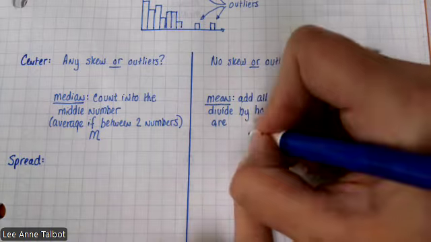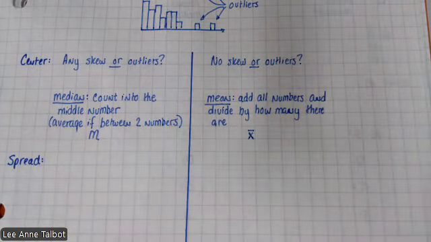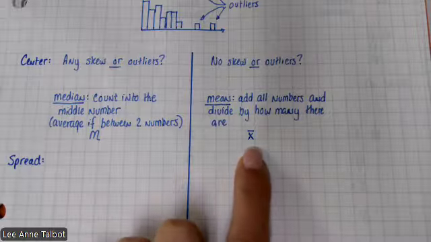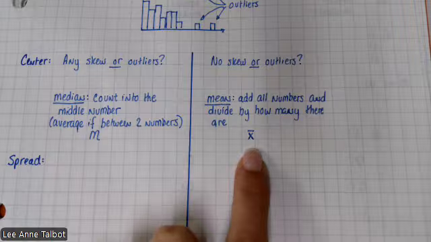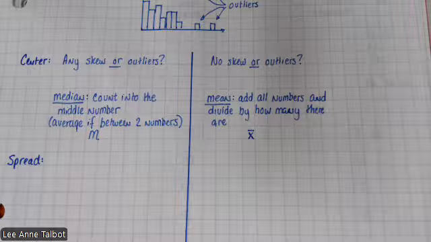The mean has a symbol too. This is called x bar. Just think of it as x with a bar over top. You can write average or mean. I'm just telling you in case you see the symbol, what it stands for.